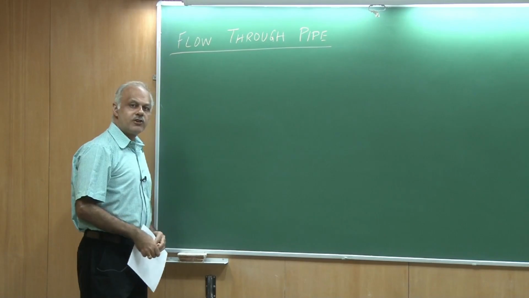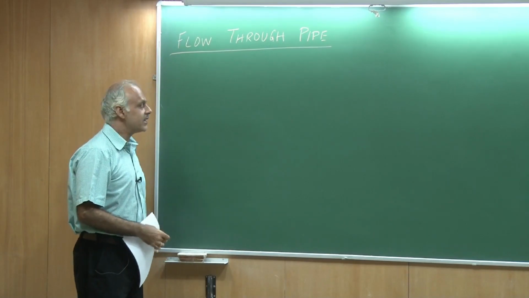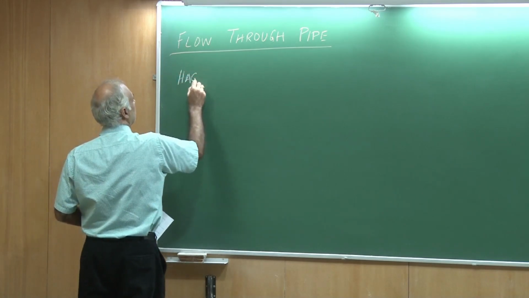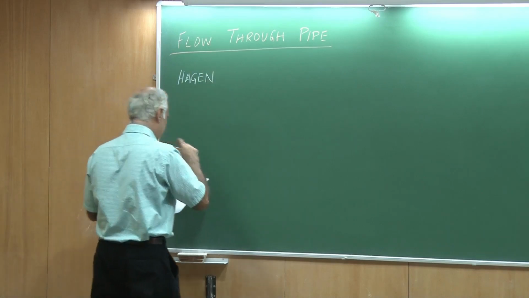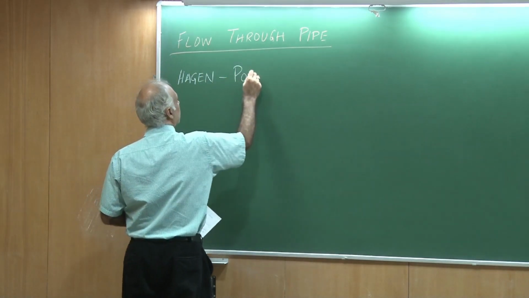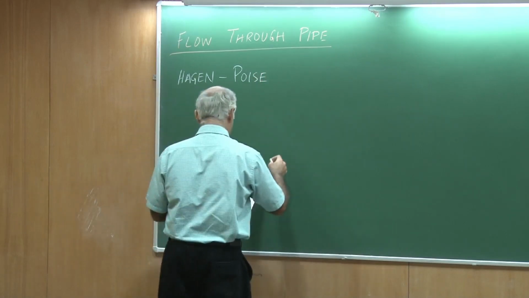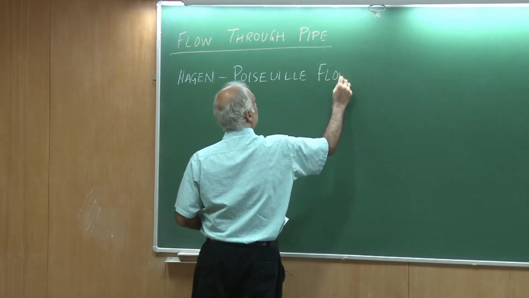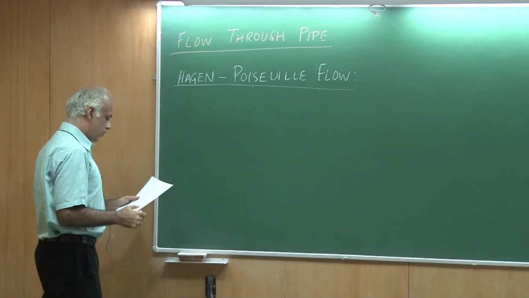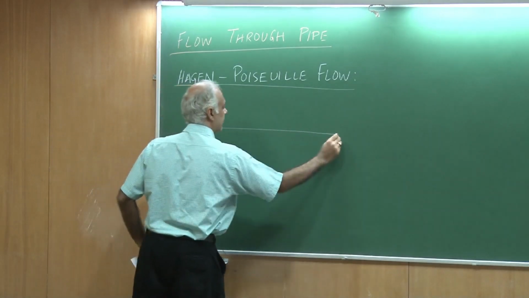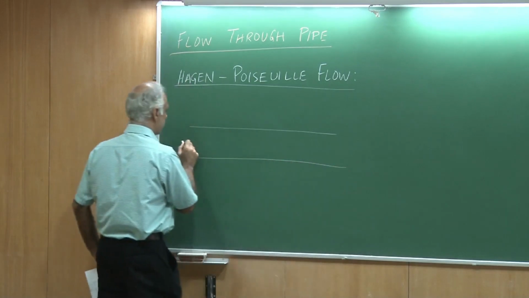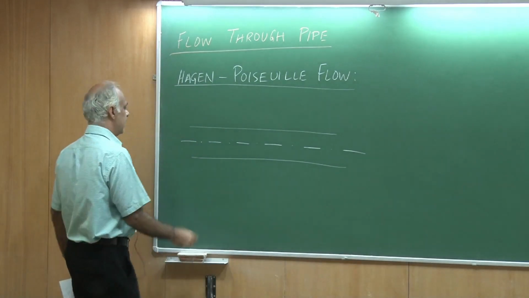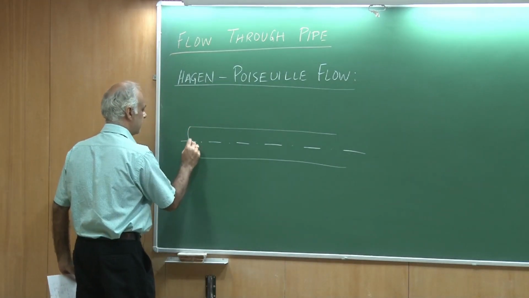So let me recall what we have done so far in the context of pipes. If you recollect, we looked at the flow through a circular pipe, and this was the Hagen-Poiseuille flow. It essentially talked about a pipe of circular cross section. This was a pipe of infinite length, and I took a section of it.